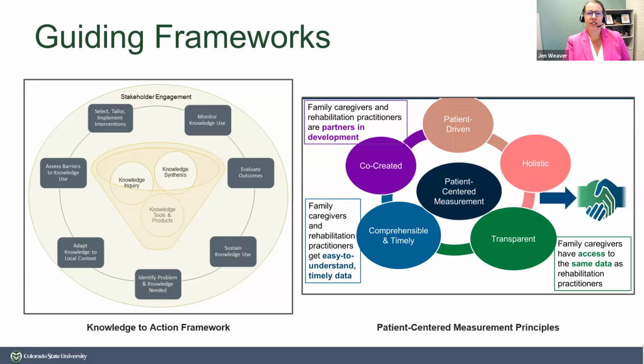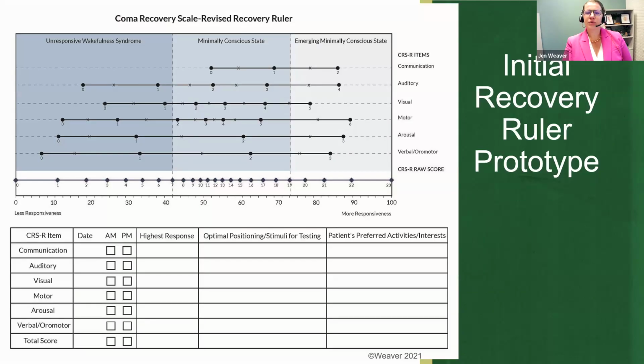Once we had the key form from the Rasch analysis and an understanding of current clinical practice from our knowledge inquiry and synthesis, we were able to co-create the Recovery Ruler, a tool that visualizes the Coma Recovery Scale-Revised assessment result information, and it was co-created by practitioners and care partners. We believe that this element of co-creation and engaging relevant parties is essential for implementation science. This was one of our initial prototypes that was designed by incorporating a Rasch key form on the top half with 6 care partners and 8 rehabilitation practitioners from a variety of clinical settings.